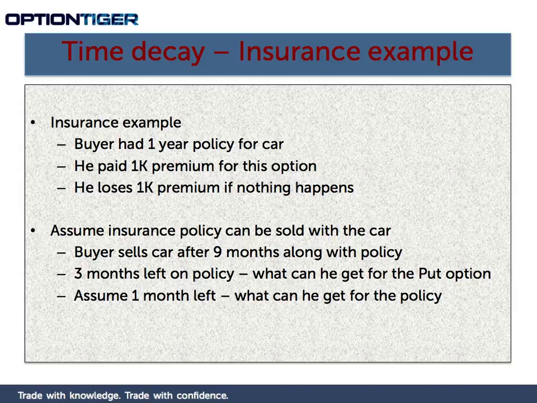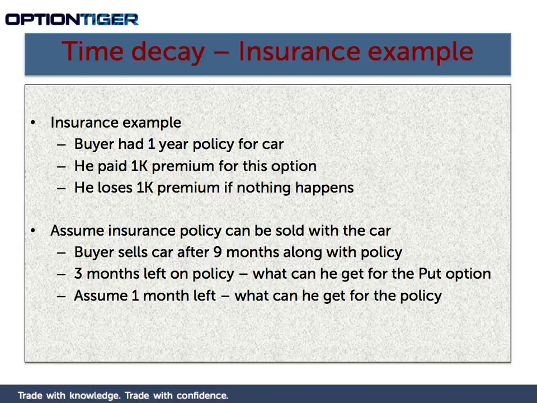We also bought an insurance policy for 1 year and we paid $1,000 as premium for this option. And we called this option a put option, and it is a put option. And as a buyer of insurance, we lose this $1,000 whether anything happens to the car or not. So that money is gone to the insurance company. The insurance company is the seller of this put option, and this money is gone to them.